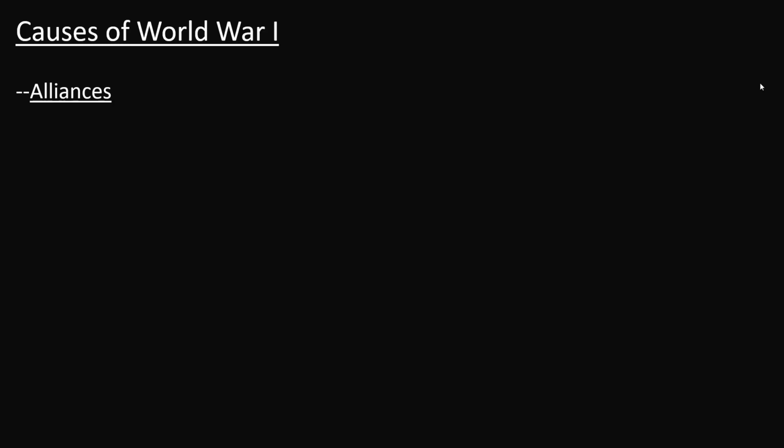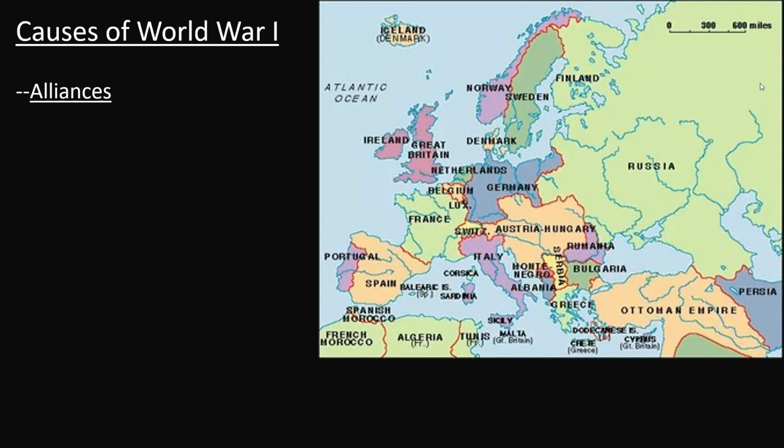Alliances were a cause of World War I. Basically, countries were promising aid to other countries if they were attacked. So let's take a look here with the map. Germany was trying to isolate France.